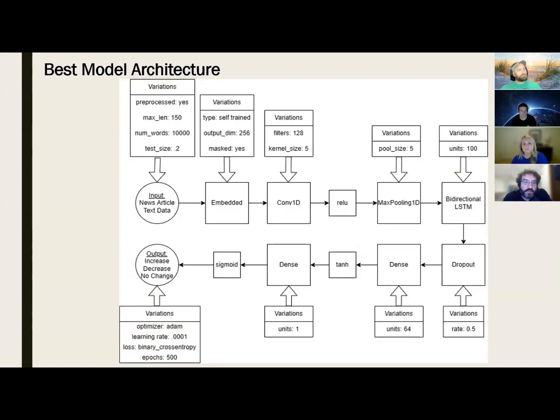So this ended up being the overall best model I showed before. It was self-trained, like I said. The limit was 150 words per article. We were using 2 different dense layers with a few different activations. The big thing was the learning rate, once again, was lowered to 0.0001 as opposed to the 0.001 that a lot of the optimizers use.